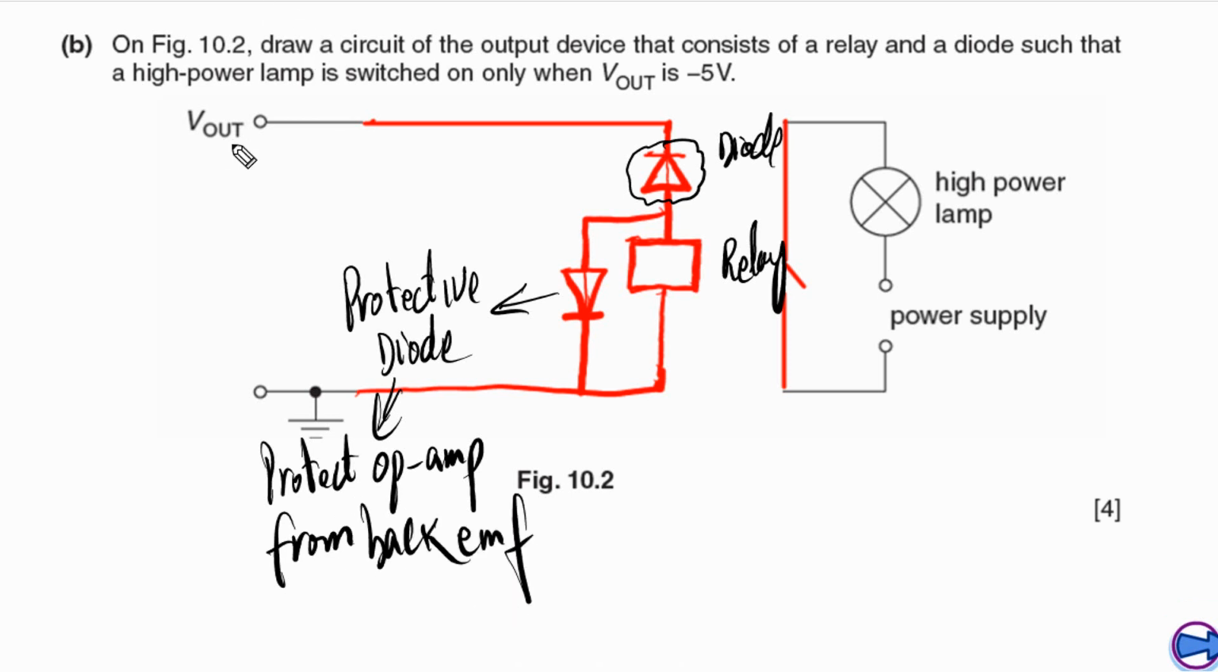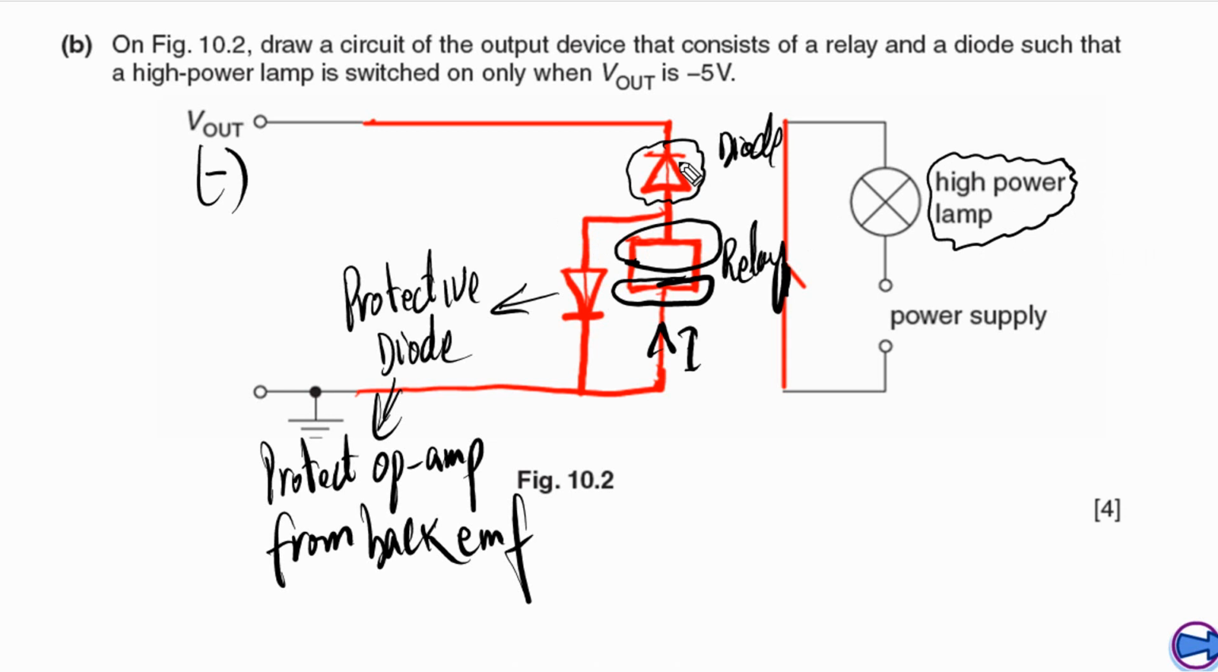Now when V out is negative, current will flow in this direction. When current flows through this solenoid, it will be magnetized and act just like a magnet, and the switch will be attracted and closed. When the switch is closed, the circuit will be on, and the high power lamp will also be on.